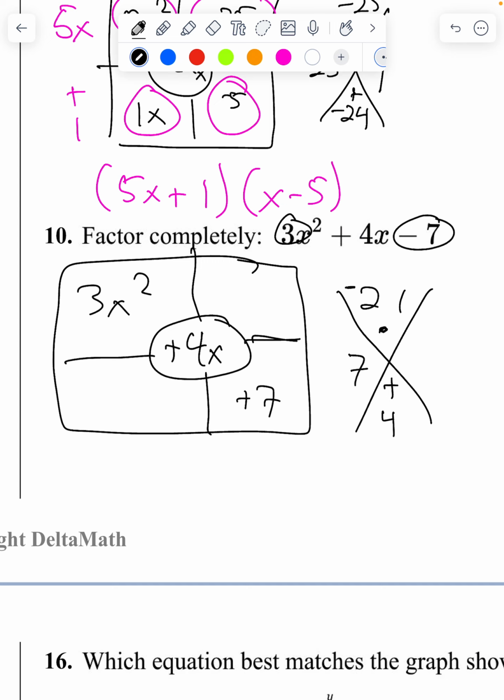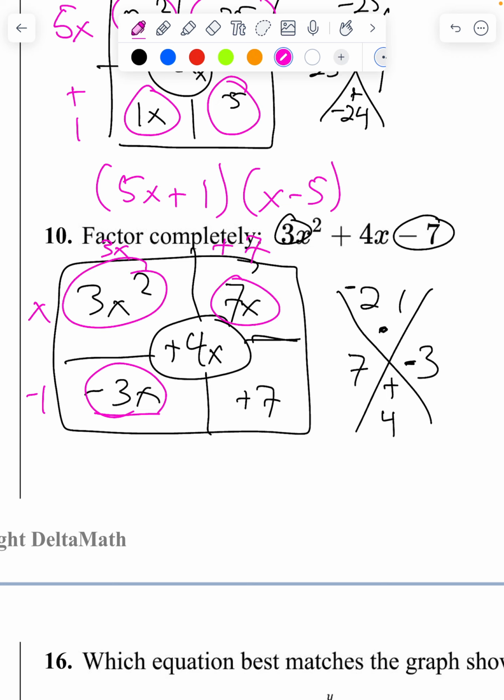So this should be 7 and 3. 3 is going to be negative. So then on here, the 3x goes on this side and x goes here. 3x times negative 1 gives me this. X times positive 7 gives me this. And these will check right here. So this will be 3x plus 7 and x minus 1.